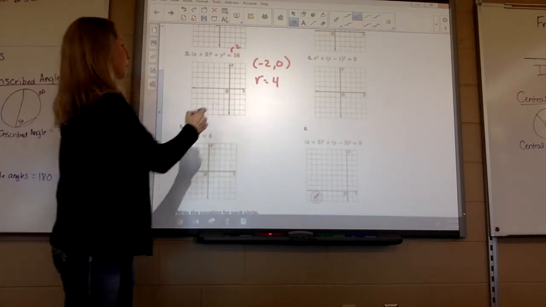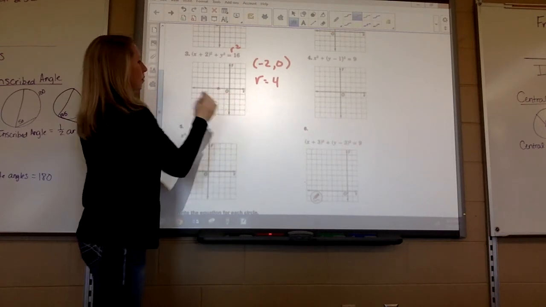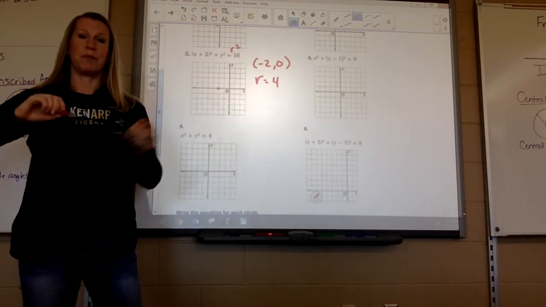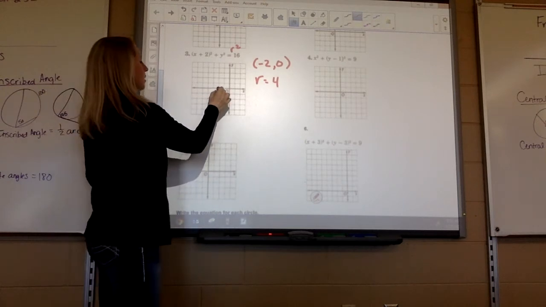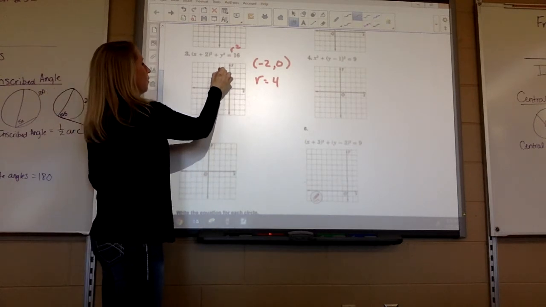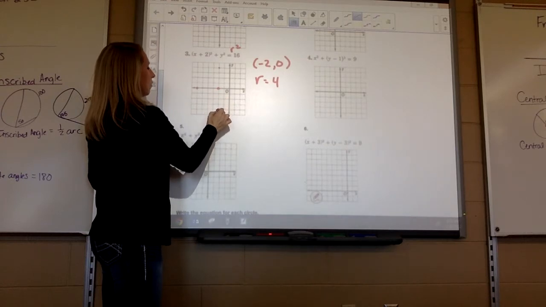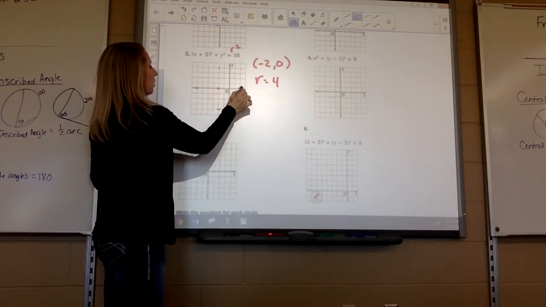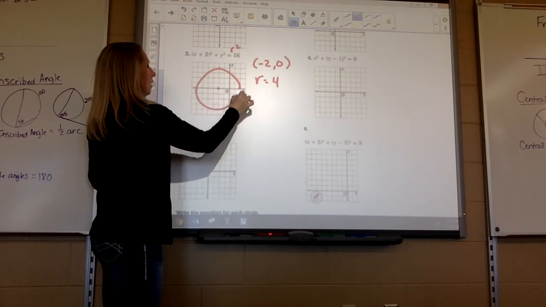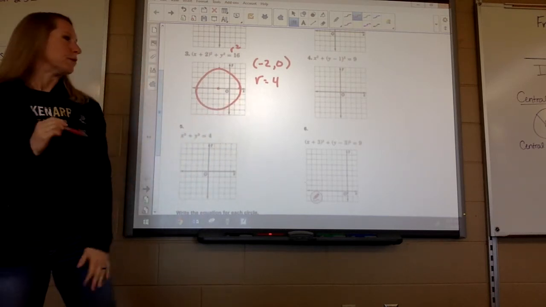So then I would graph that point, left 2, I don't go up or down any because it's negative 2, 0. And then from that center point, the radius is 4. 1, 2, 3, 4, 1, 2, 3, 4, 1, 2, 3, 4, and 1, 2, 3, 4. There we go. There's our circle.